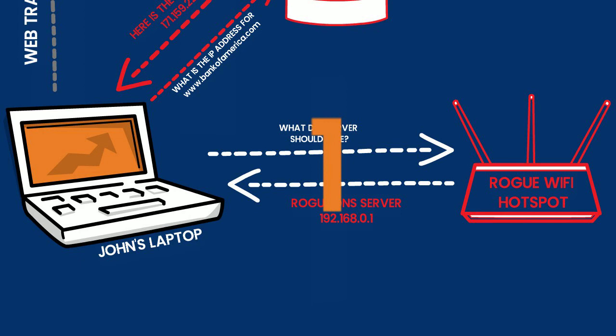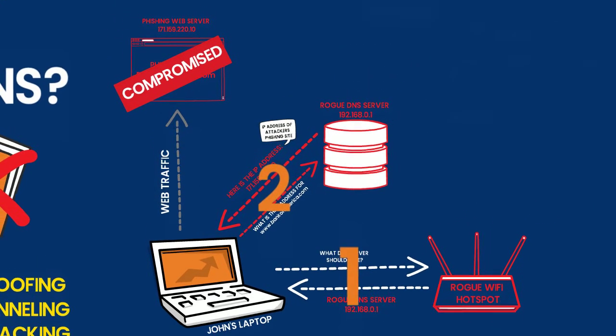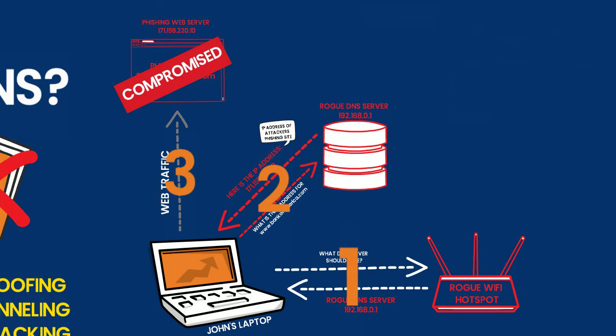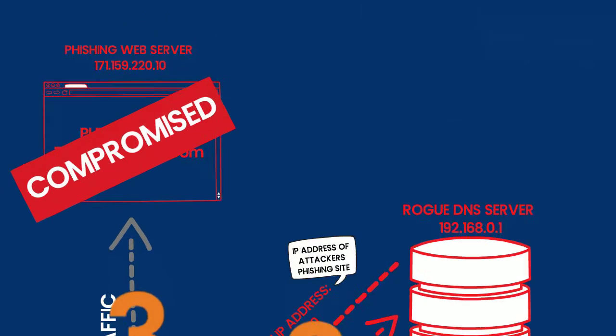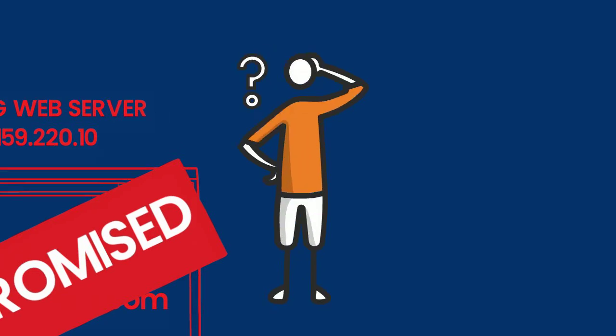So, to quickly recap, DNS hijackers pretended to be the airport's Wi-Fi network and redirected John's official bank URL to a phishing site, where he then entered his credentials, giving the attackers access to his bank account. How could John have prevented this mistake from happening?